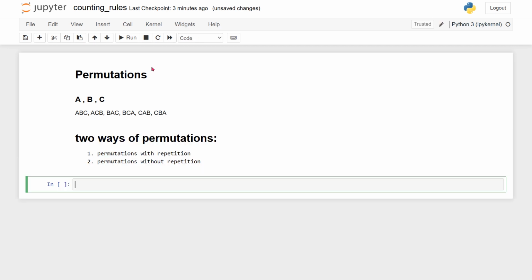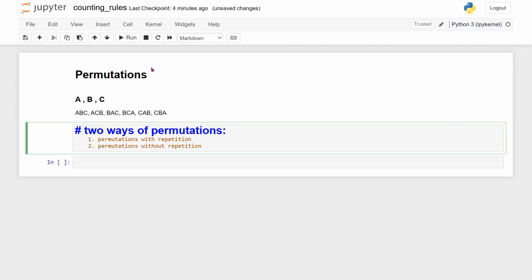So permutations with repetition, in this case we have n objects and we want to arrange them in r places, allowing the repetition of objects. The formula to calculate the number of permutations with repetition is n power r. It's pretty straightforward.